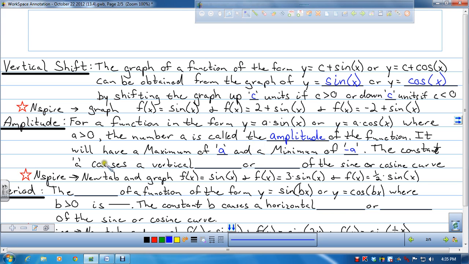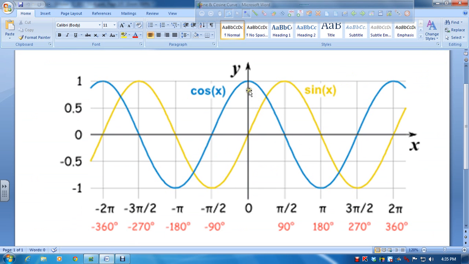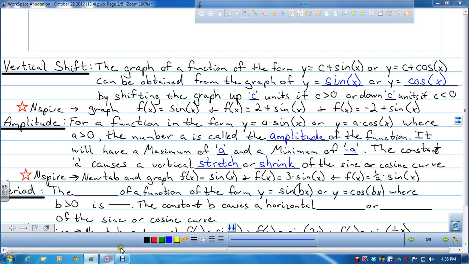Okay? That constant a causes what we call a vertical stretch or shrink of the sine or cosine curve. So you can imagine what it will do if you take a look at this. You have the same graph here, only now you're going to make it taller. You're going to drag cosine up. Let's say I had a 2 in front of that, and that would send that maximum up here. It would send the minimum down here. Okay? So just try and visualize that.